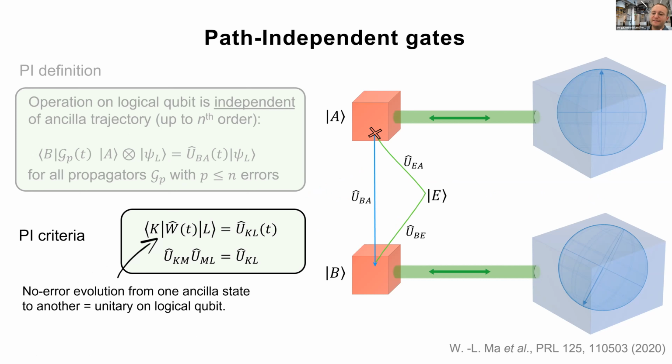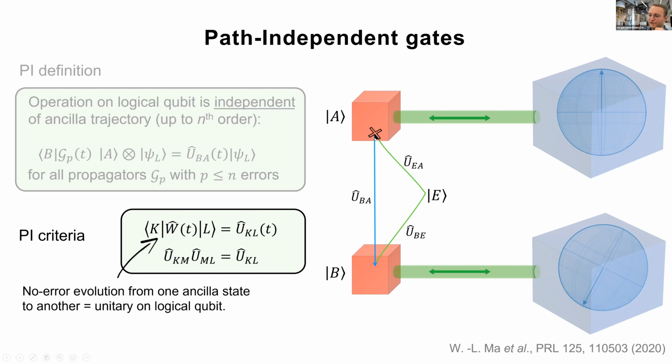So now, what are the criteria for achieving such a path-independent gate? The first criterion is that the error-free evolution from any state in the ancilla to any other state should be given by a unitary operation on the logical qubit. And secondly, the unitaries have to satisfy the following chain rule. For every triplet of ancilla states k, m, and l, U_km times U_ml should equal U_kl.